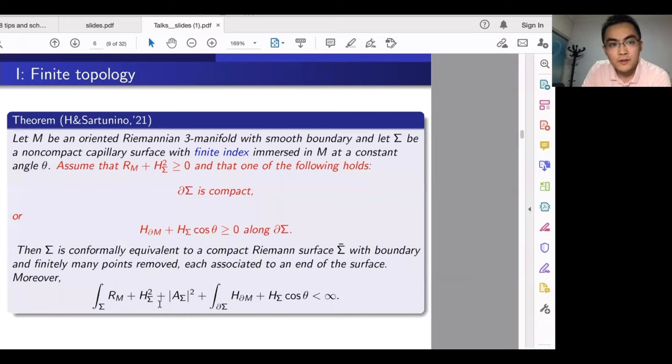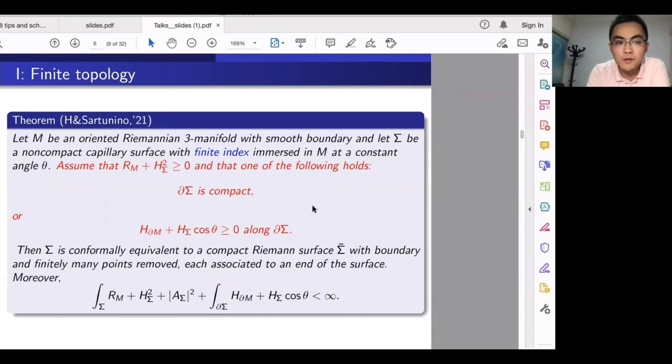So now let's get into the proof. And the first step involves the following theorem. You may have seen this in the first video. So let M be an oriented Riemannian three-manifold with smooth boundary, and let sigma be a non-compact capillary surface with finite index immersed in M at a constant angle theta.